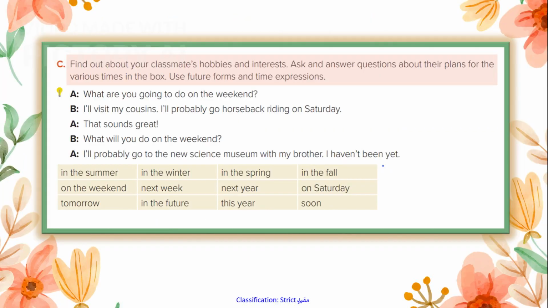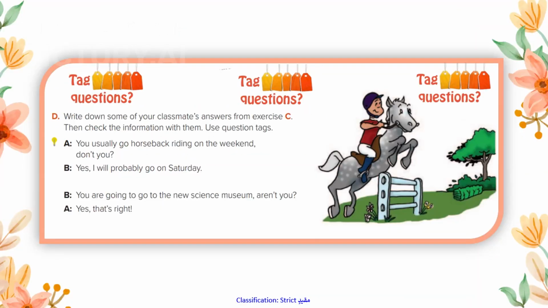Discussing future plans with classmates is a great way to practice using future forms and time expressions. Asking about weekend activities or upcoming events helps us engage in meaningful conversations. Using tag questions in conversations allows us to check information and ensure understanding. This interactive approach makes our discussions more engaging and dynamic.